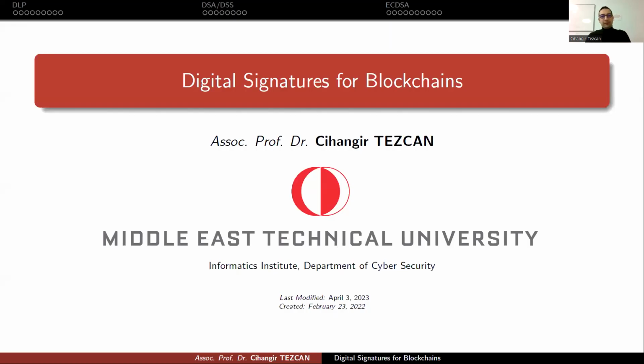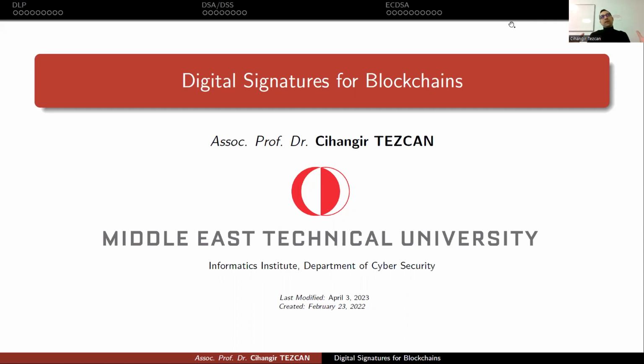All right, so today's topic is digital signatures, and we are going to talk about what kind of digital signatures are used in blockchains or cryptocurrencies. So our aim is to first talk about the digital signature algorithm, then the elliptic curve digital signature algorithm. In both of these algorithms, the security depends on the discrete logarithm problem. So it is now time to talk about the discrete logarithm problem.